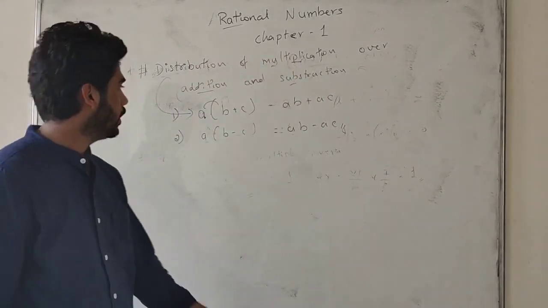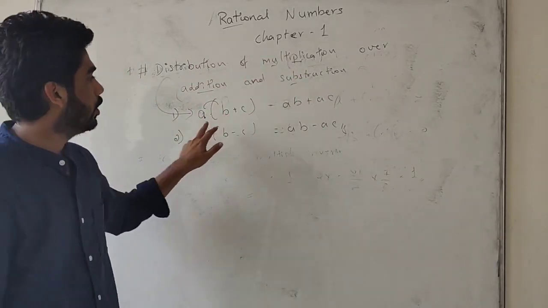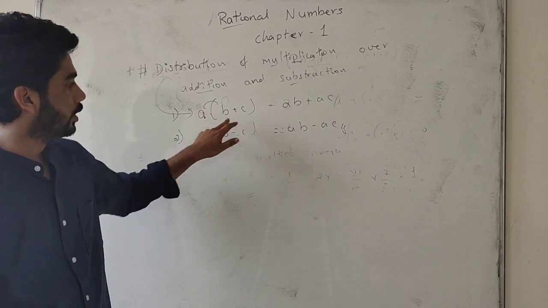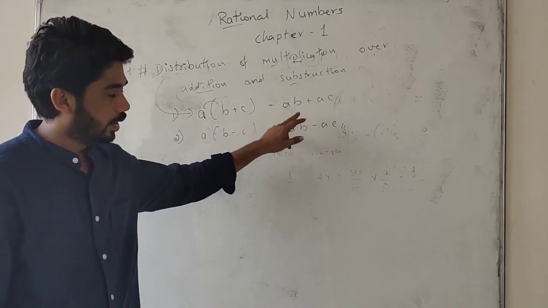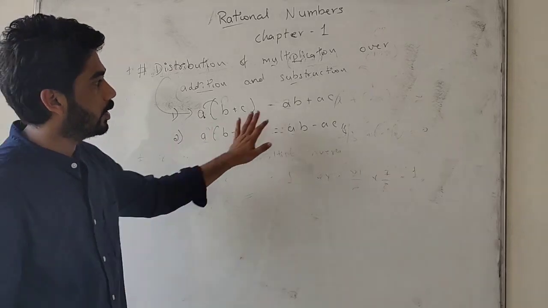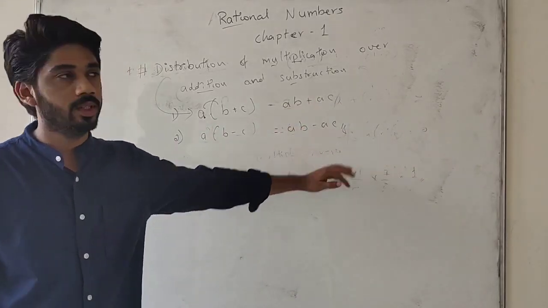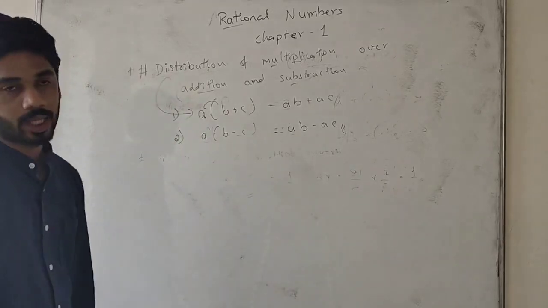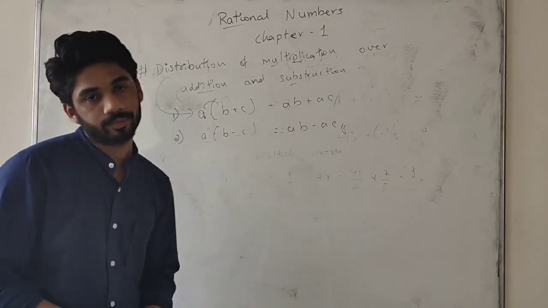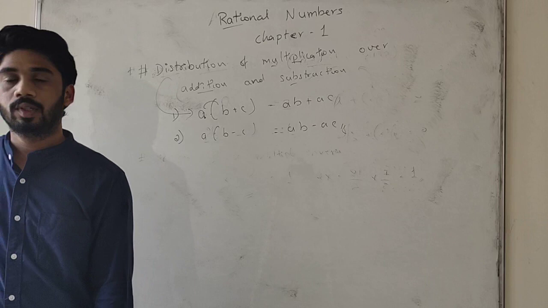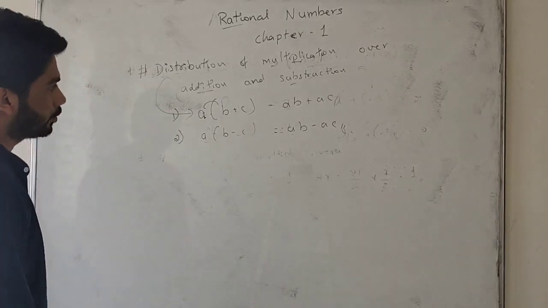Distribution of multiplication means here we are distributing the form. A is multiplied with the addition, and if we simplify further it will be ab plus ac, ab minus ac. So in this way the distribution is happening. We have to know it. Okay students, please note it down.